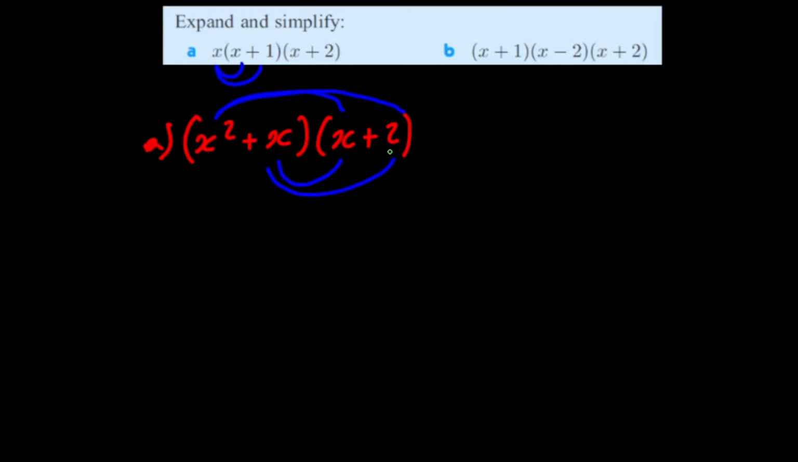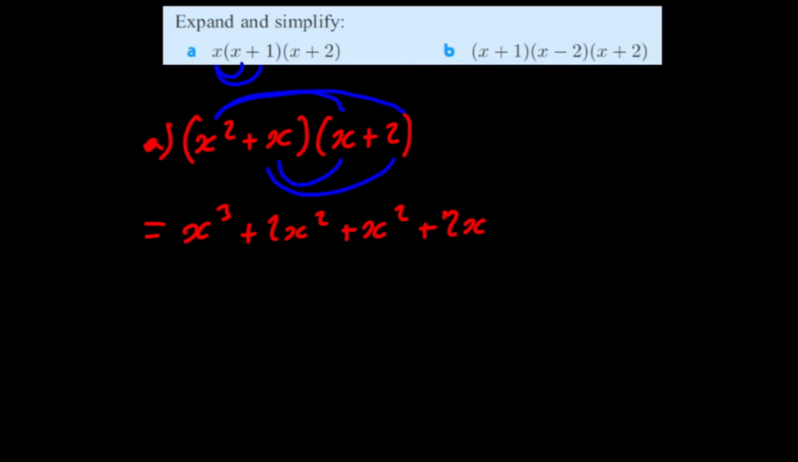So let's start off. x times x is x². x times 1 is plus x. So we have (x²+x)(x+2). Now we can expand these two brackets into each other. So we get x² times x, and then x² times 2, x times x, and then x times 2, giving us x² times x, which is x³, x² times 2, which is plus 2x², x times x, which is plus x², and x times 2, which is plus 2x.